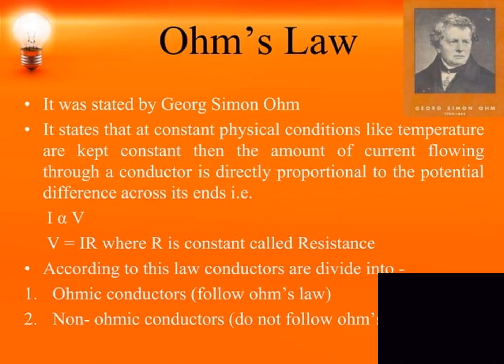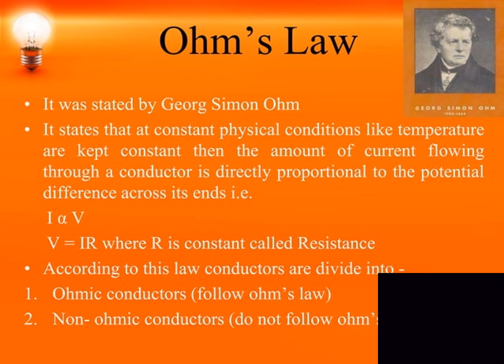What does Ohm's law state? I is directly proportional to V. What is I and what is V? Let us understand. It states that if physical conditions like temperature are kept constant, then the amount of current flowing through the conductor is directly proportional to the potential difference across its ends. I is the current and V is the potential difference. The current is directly proportional to the potential difference we apply. The more current we give, the more output we get.